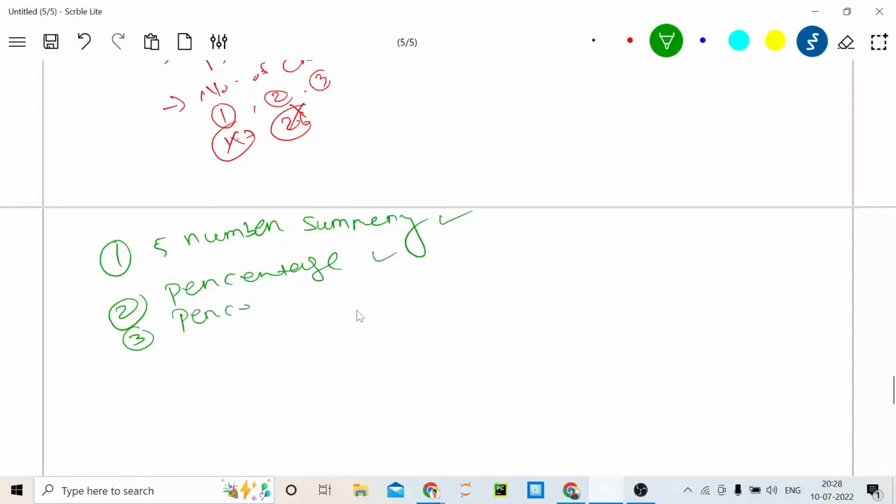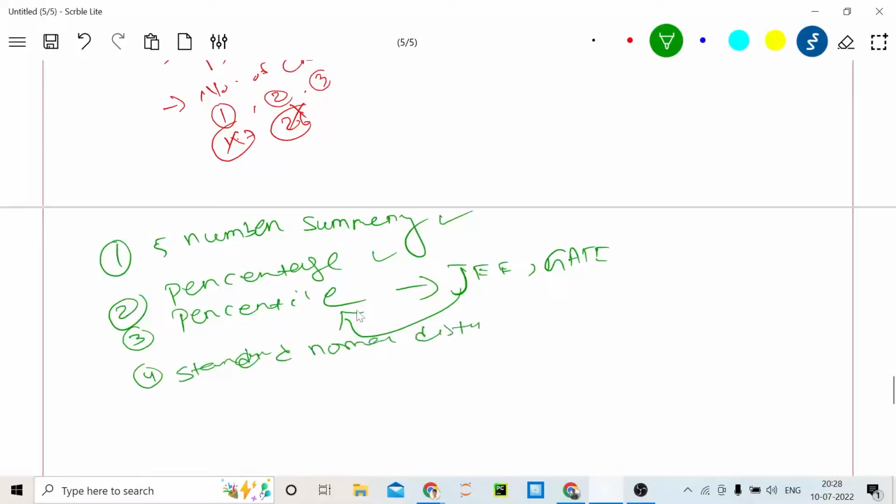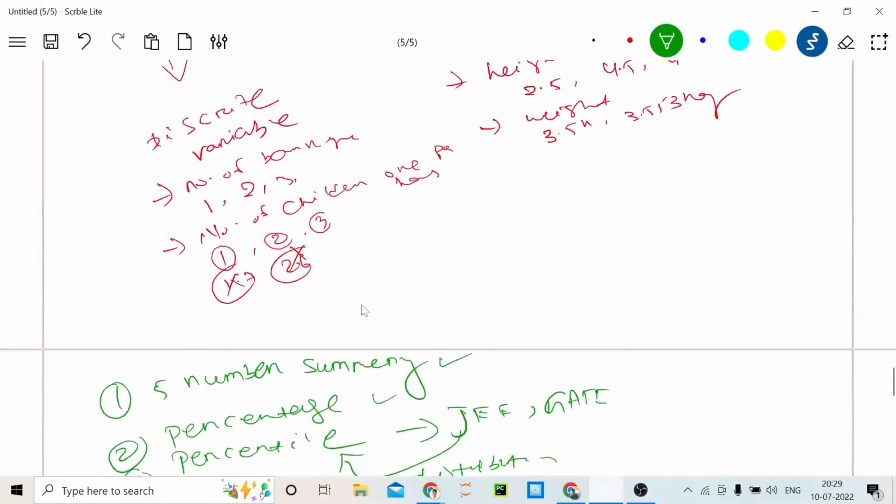Number three is percentile. When you have done the JEE or GATE, the result comes in percentile, so we will learn that in the next class. We will learn percentage, percentile, 5 number summary, and the standard normal distribution. There may also be a Gaussian distribution. We will learn these in future classes, and before that we will finish today's class.